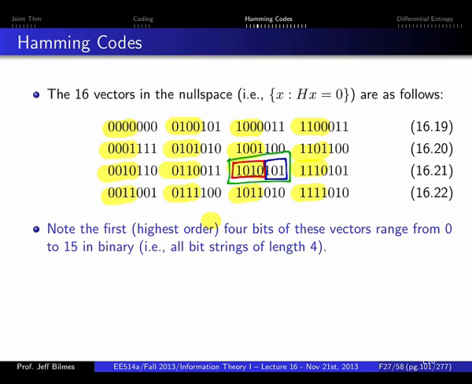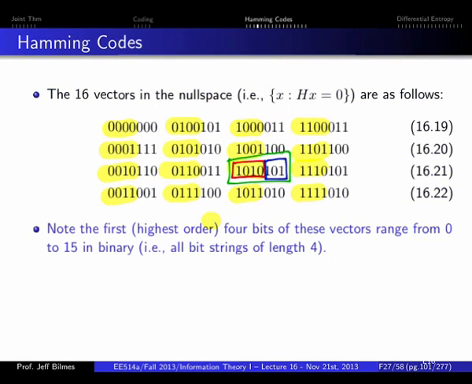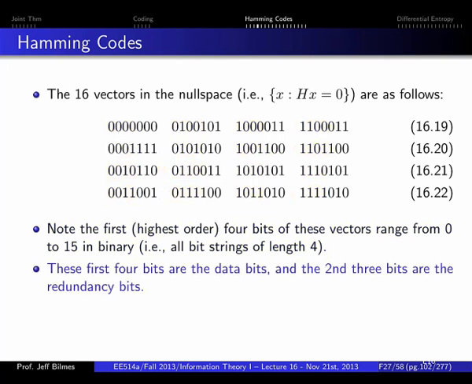But this is associated with this particular H, which is a particular 7,4,3 Hamming code. So we're doing Hamming codes by just giving you an example. We're not studying them in their full glory. Like I said, to really study Hamming codes, we'd need to spend several weeks just on Hamming codes. So we're just giving you an example.